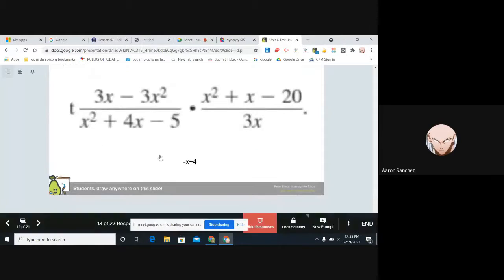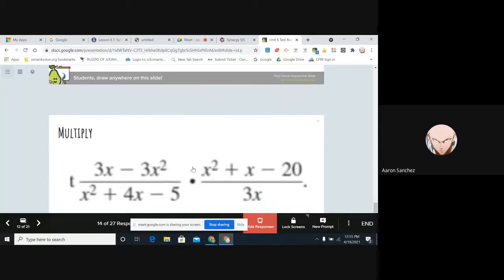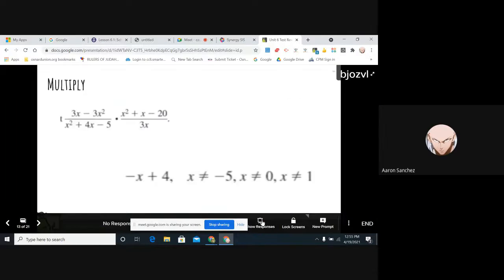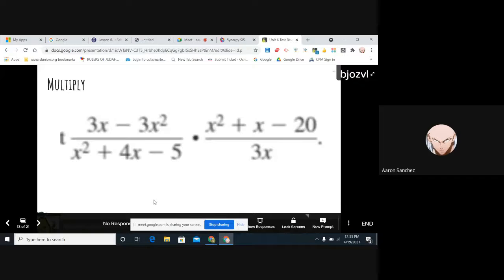I think this is it. I think it's negative x plus 4. I believe that is the correct answer. Yeah, negative x plus 4 is the correct answer. I will show you how I got this.